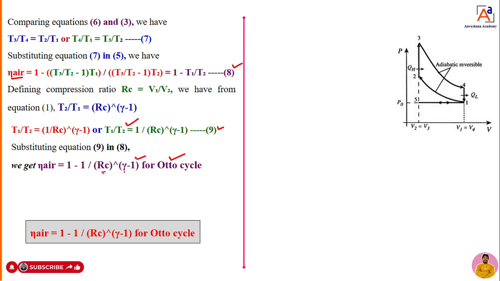What is Rc here? Compression ratio. Gamma is a constant. So now you can write the final equation in this fashion. The efficiency of the air standard cycle or Otto cycle is equal to 1 minus 1 divided by Rc to the power of gamma minus 1. This is the expression for the Otto cycle. Dear students, hope you understood this derivation well.